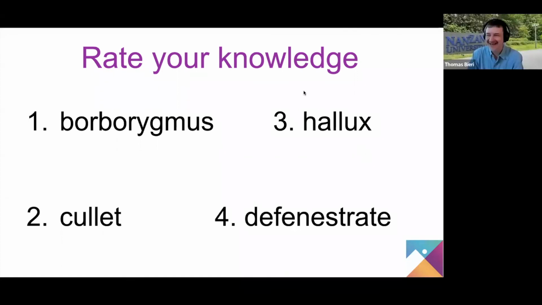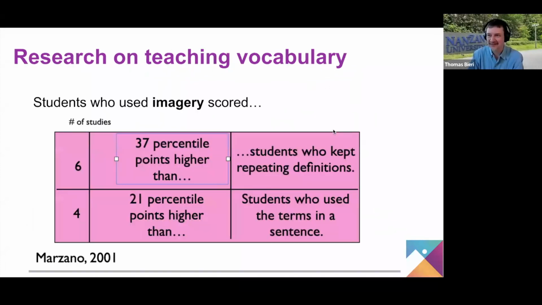Kate owns them all. So what we just did here today is prove the research. Thank you for Marzano. This has been around for 21 years now, where he showed that imagery, some kind of visualization, students who use that are scoring 37 percentile points higher than just repeating definitions, and 21 points higher than students who use terms in a sentence.